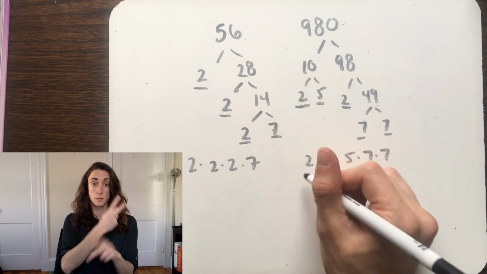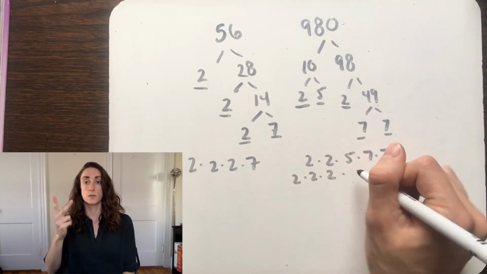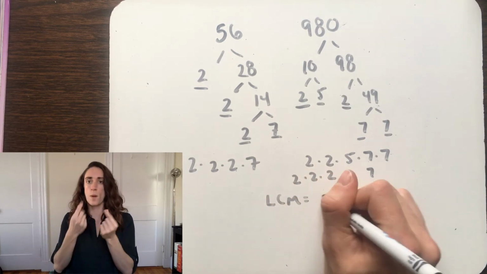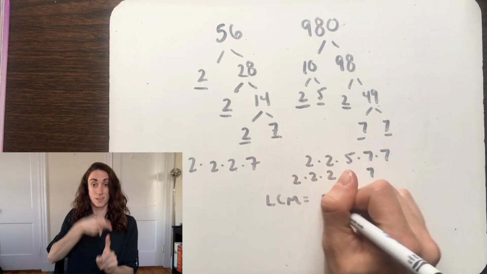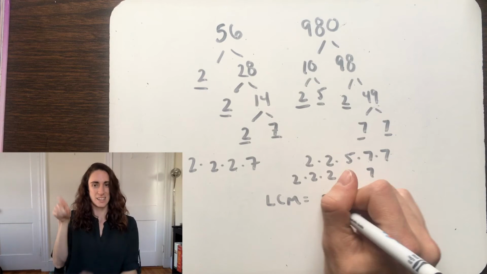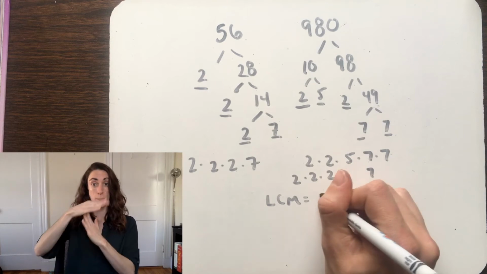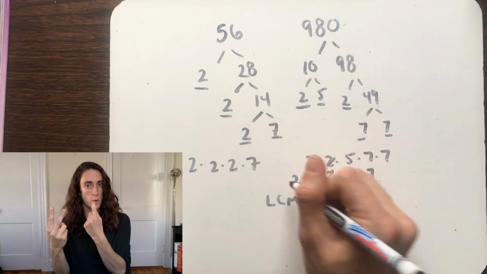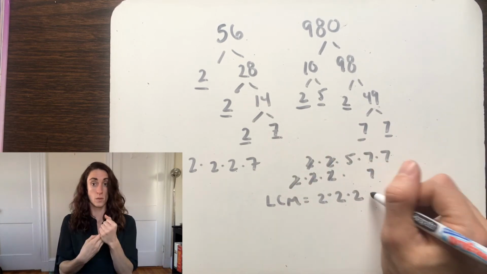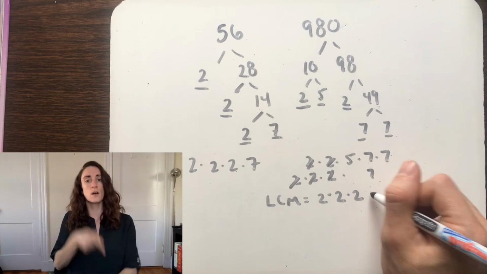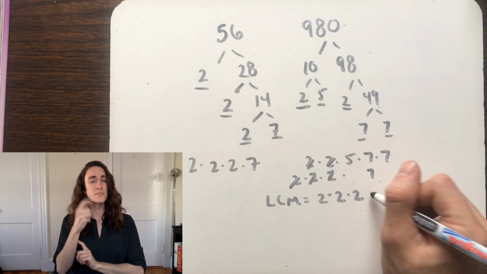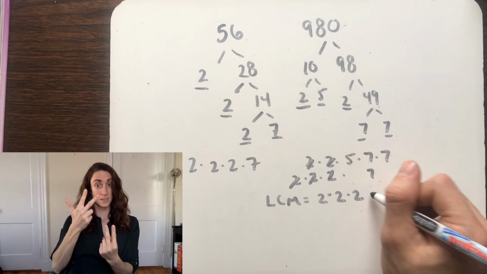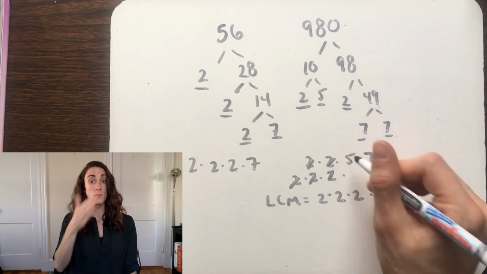Now we can compare these two prime factorizations, 2 times 2 times 5 times 7 times 7, and 2 times 2 times 2 times 7. Remember, the LCM is not about finding what these two prime factorizations share. It's about building a number that contains everything that meets the needs of both without any extra. So we can see we're going to need some 2's, and one of these prime factorizations needs 2 2's and the other needs 3. So our LCM needs 3 to satisfy both of them. We don't need 5 2's to satisfy them simultaneously, we just need enough for either one.